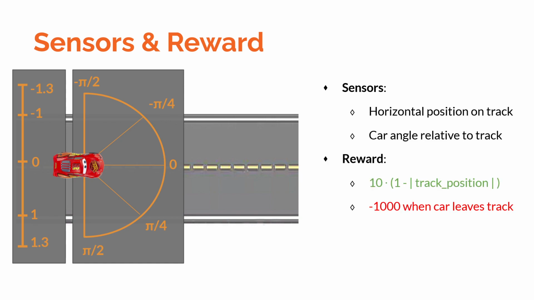And as a reward, we use 10 times 1 minus the absolute value of the track position. That means the reward is 10 in the middle of the track, smaller if it's not in the middle, and negative when it's out of the track. Also, when the car leaves the track too much, so past these 1.3 boundaries, we will give a reward of -1000 and restart the episode.